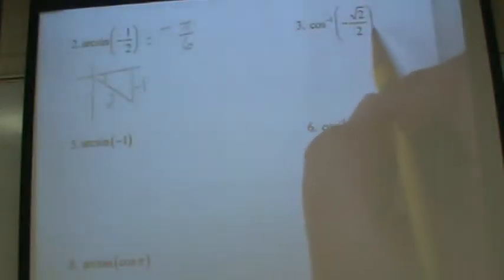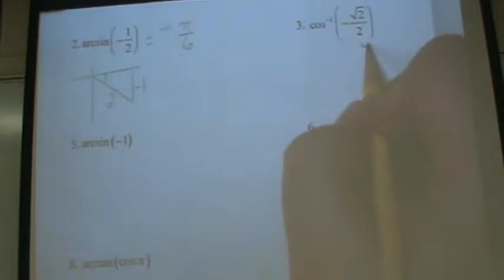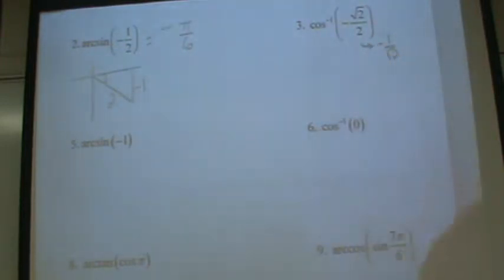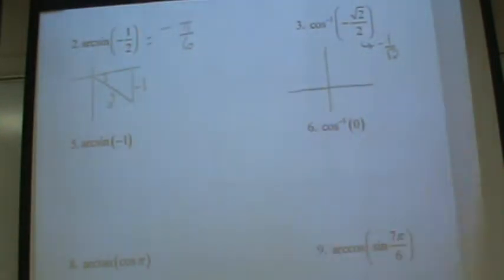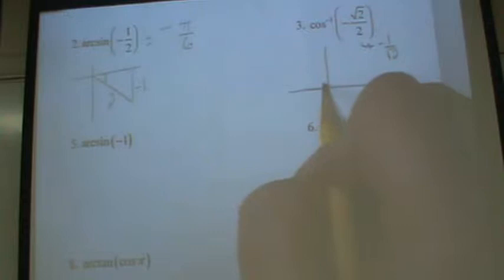Alright, number 3. You're finding the inverse cosine of negative root 2 over 2. What do we need to do to this root 2 over 2? Unrationalize. So we end up with a negative 1 over root 2. So what quadrant are we in for cosine? 2. We're in quadrant 2.